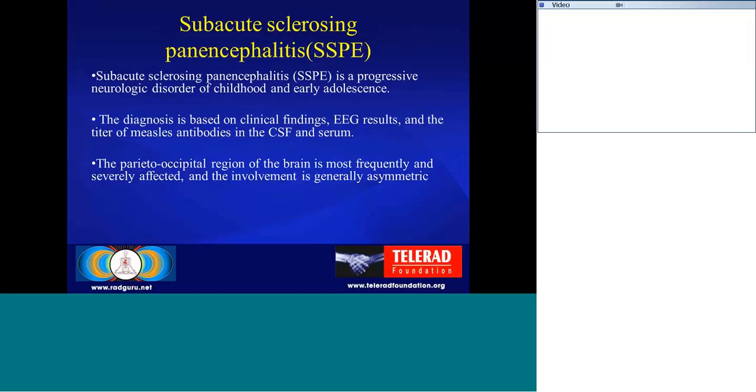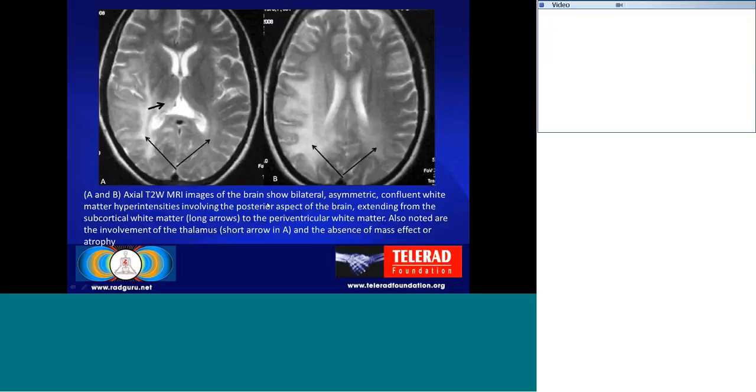Then coming to subacute sclerosing panencephalitis, which is due to persistence of a virus in the brain for a long time, and it usually occurs in childhood and early adolescence. The diagnosis is based on clinical findings, EEG results, and the titer of measles antibodies in the CSF and serum. The parieto-occipital region of the brain is the most frequently and severely affected, and involvement is generally asymmetrical. So there will be asymmetrical involvement in subacute sclerosing panencephalitis.